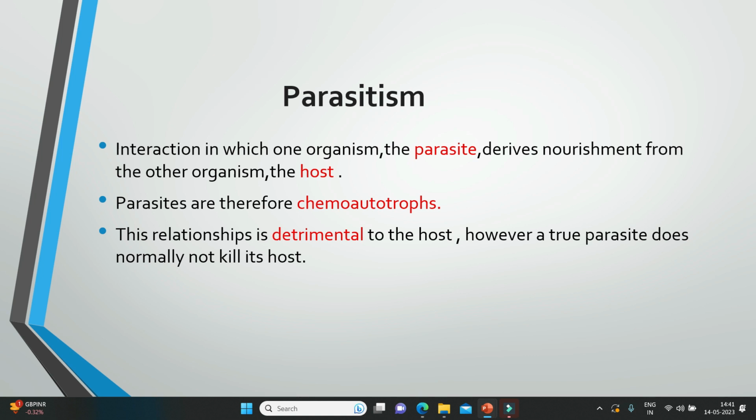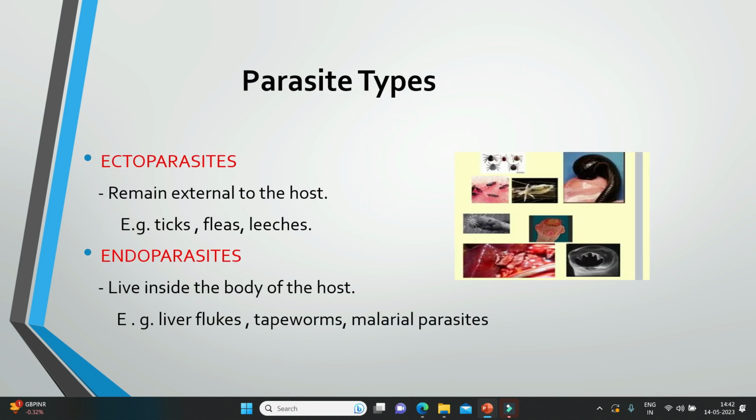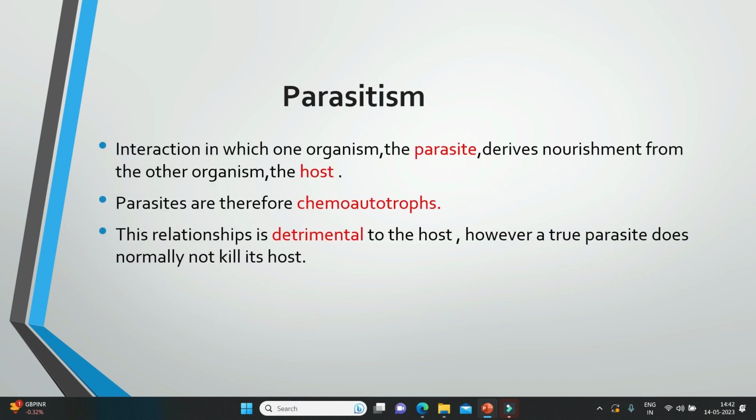Let us study parasitism. It is an interaction in which one organism, the parasite, derives nourishment from the other organism, the host. Parasites obtain energy through chemosynthesis, that is, chemical reaction, rather than photosynthesis. This relationship is detrimental to the host, which is harmful to the host. However, a true parasite does not normally kill the host.